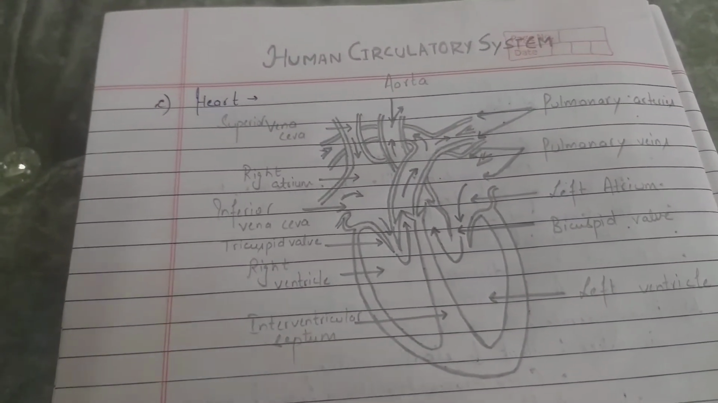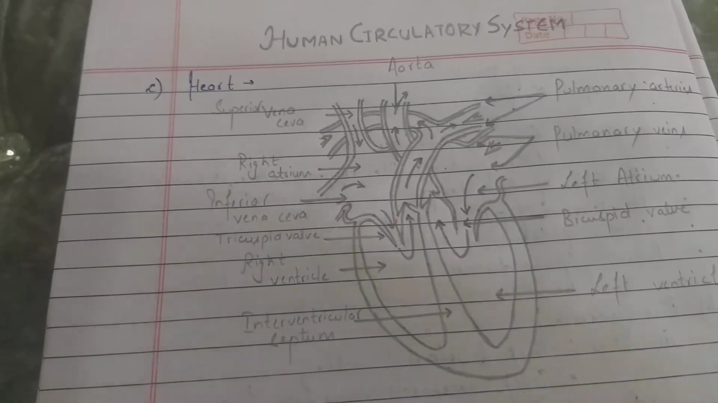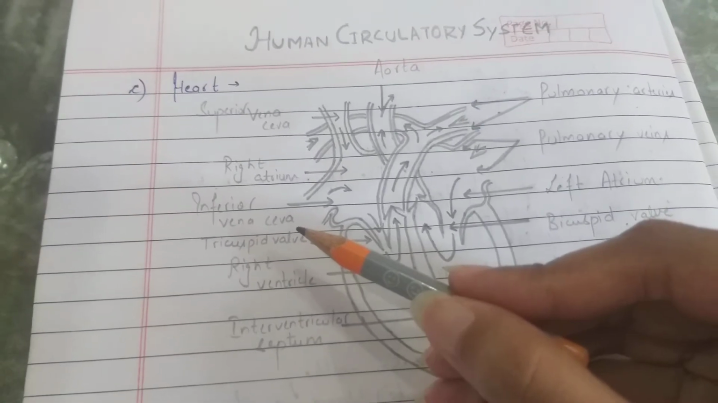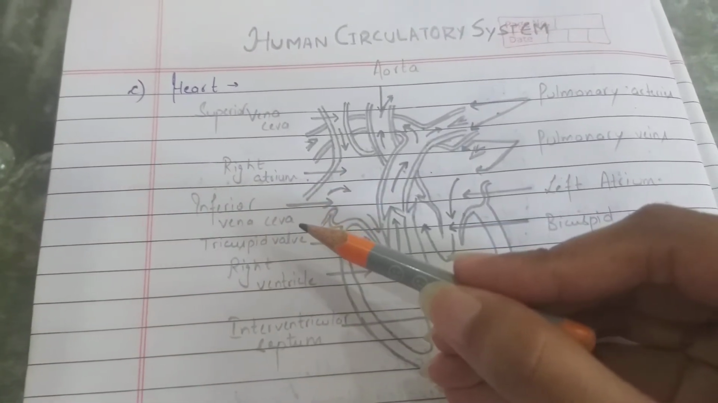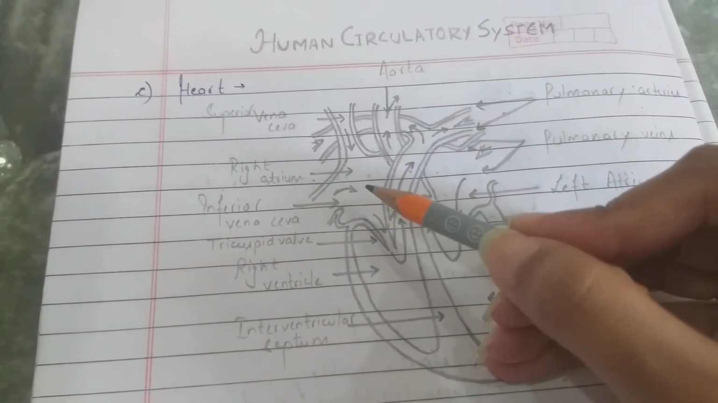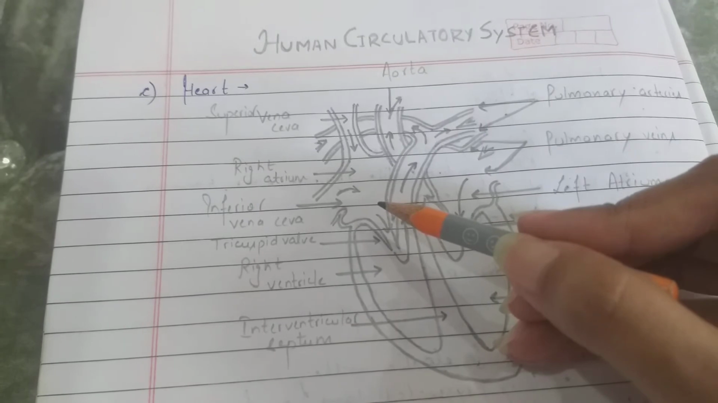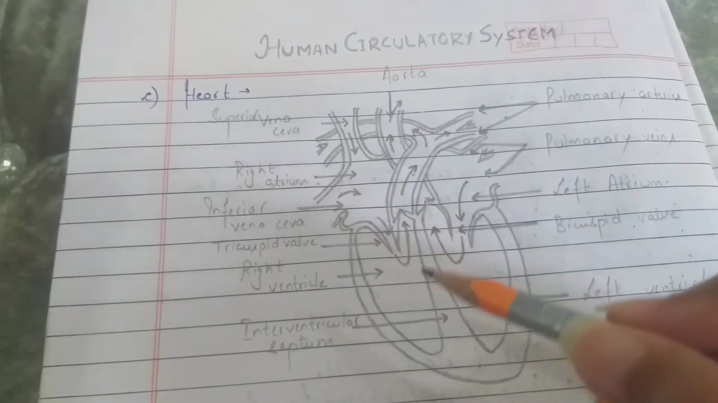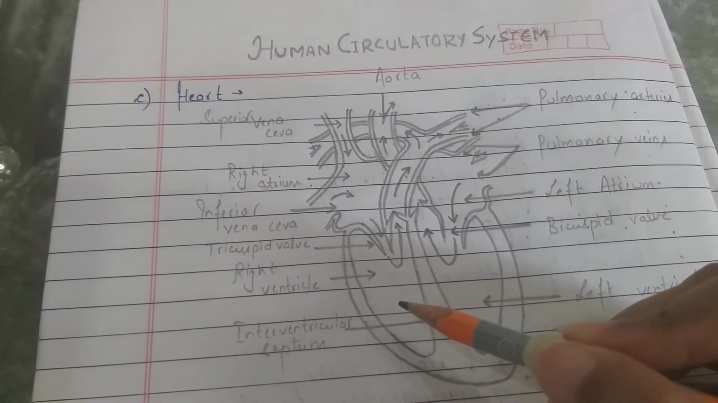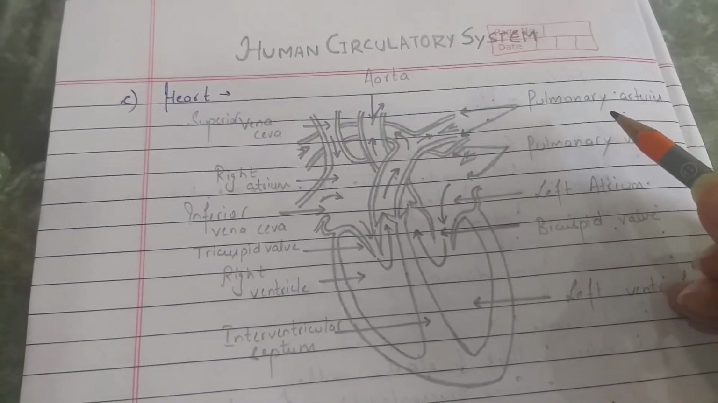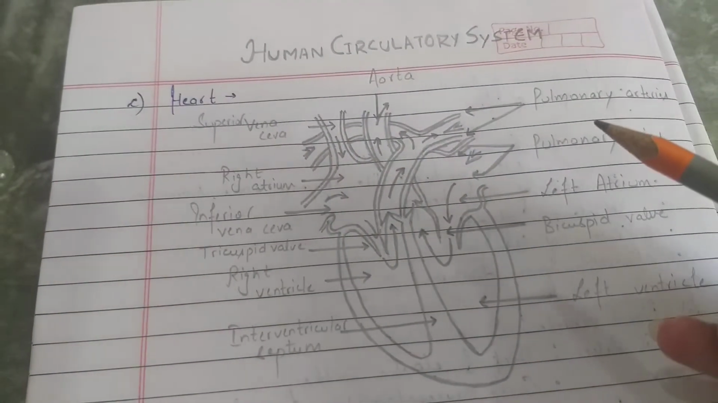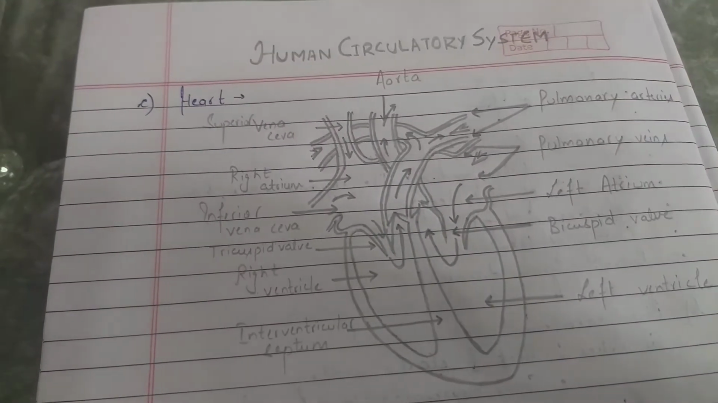So let's talk about the circulation. First of all, the superior vena cava and the inferior vena cava bring the deoxygenated blood from all the parts of the body into the right atrium. From the right atrium, the deoxygenated blood goes into the right ventricle. And from the right ventricle, the pulmonary arteries arise, which take the deoxygenated blood into the lungs for its oxygenation.